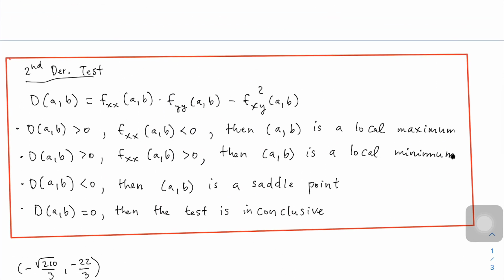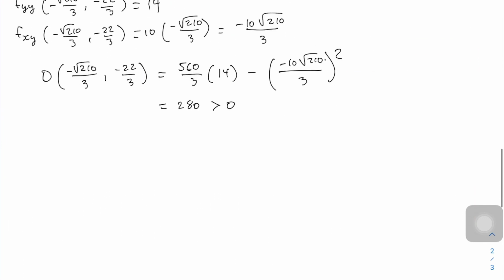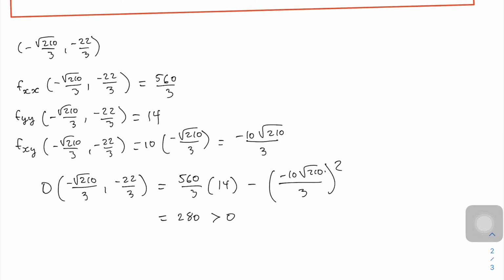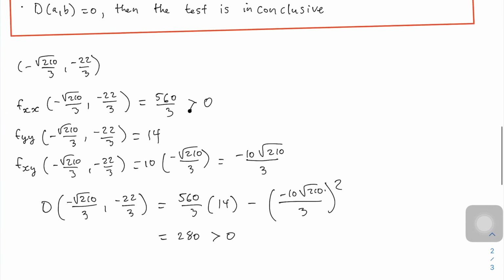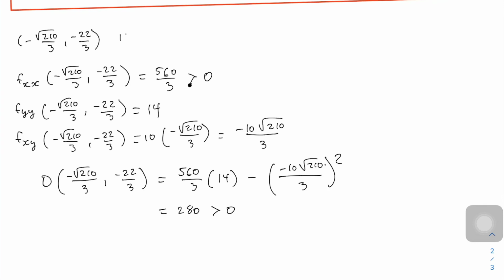Okay, we look at the requirements. We found the first two bullets, so we need to look at the sign of fxx. So we see here fxx also is greater than 0. So then we fall into the second bullet. It says that the point is a local minimum. So we say this point is a local minimum.